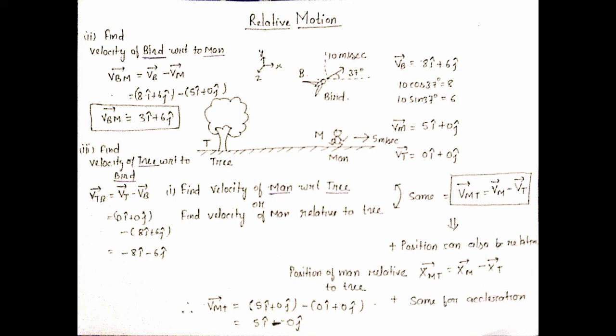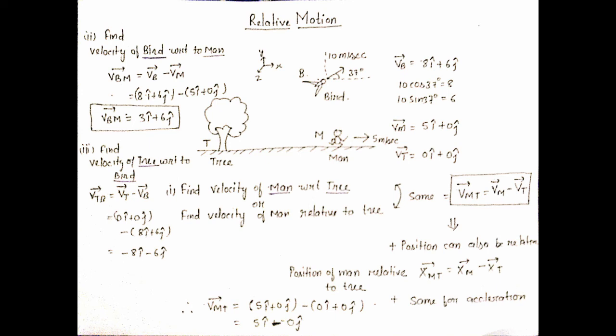What is that? Velocity of the bird with respect to the man. The man is running in the x direction with 5 meters per second and the bird is moving in x direction with 8. When the man looks at the bird, he sees the bird is moving away from him in x direction with 3 meters per second, and as the man has no velocity in y direction, it appears the bird is moving away from the man in y direction with 6 j cap. So VBM represents 3 i cap plus 6 j cap.